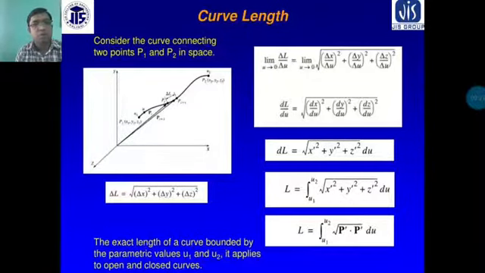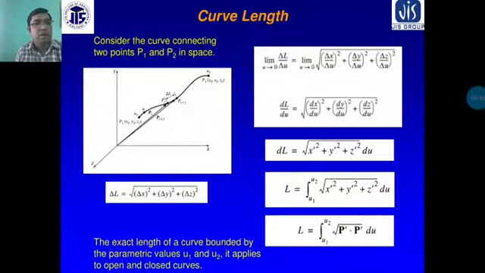This curve length calculation is dL equals the square root of dx squared plus dy squared plus dz squared. That means you have to calculate dL, the exact length of this curve bounded by the parametric values u1 and u2. It applies to open and closed curves, which will also be considered according to the curve length.